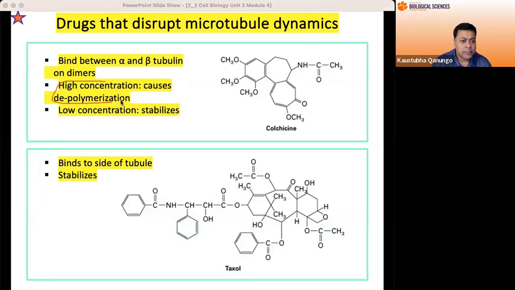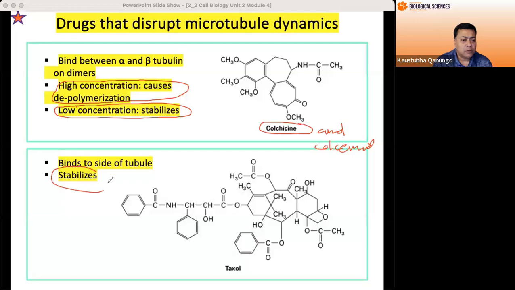High concentration depolymerizes. Low concentration actually stabilizes. So very different function of the colchicine and colcemid. Both colchicine and colcemid, they are the same thing. But again, I will specifically ask for that. On the other hand, if you just look at the Taxol, it actually stabilizes. And the Taxol is essentially an anti-cancer drug.